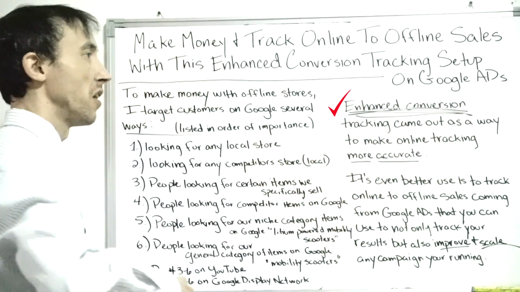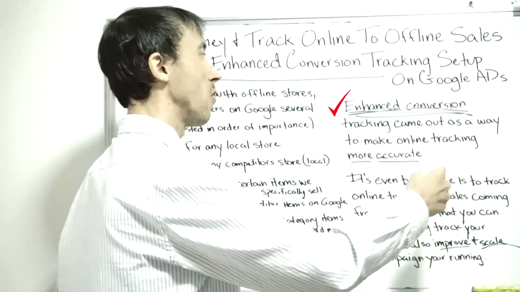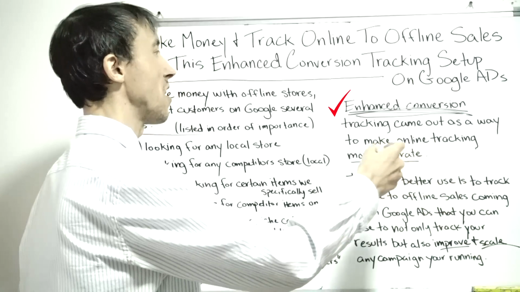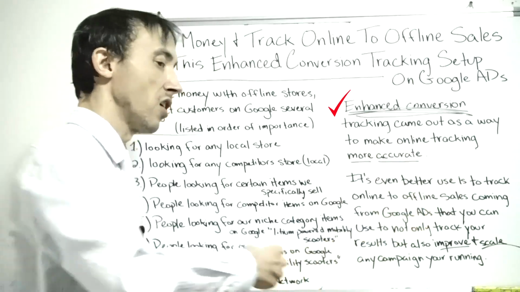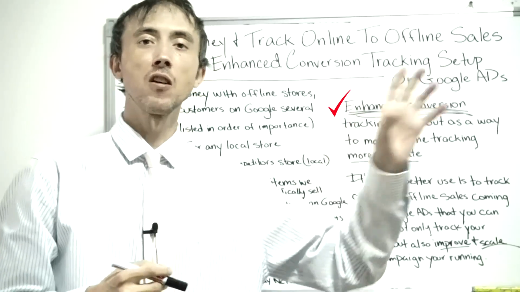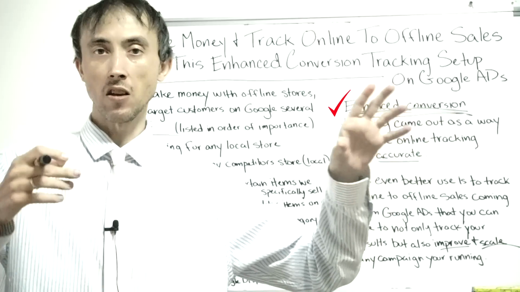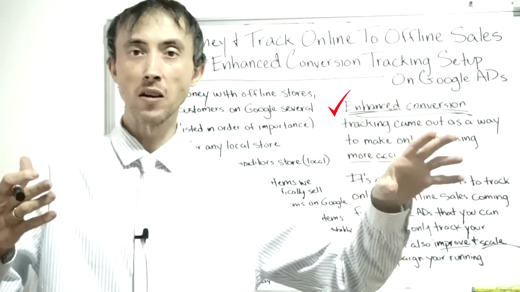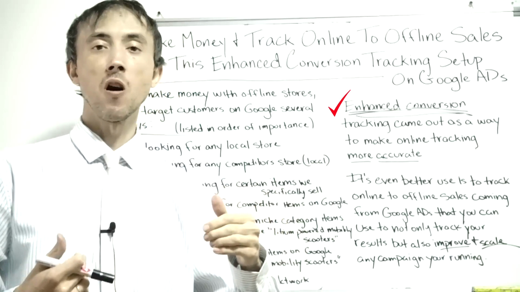So anyway, with that said, enhanced conversion tracking is a thing that Google has for conversion tracking on Google Ads, which came out within the last year as a way to make online tracking more accurate. So what it does is it basically has all the data that Google has. If you are a Google user, you usually create an account to be a Gmail user, and they have all your information: your name, your email address, your phone number, all of that.